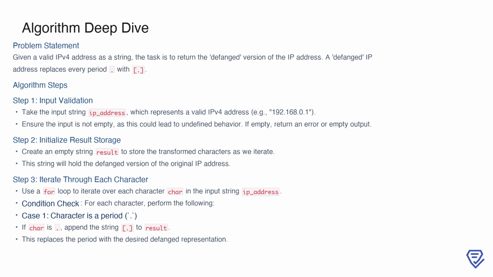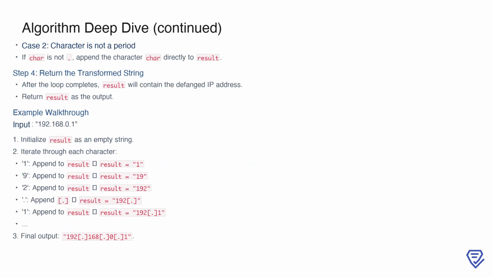Finally, we iterate through the input string character by character. For each character, we check whether it is a period. If it is, we append [.] to our result string. These steps lay the foundation for transforming the IP address into its defanged form. When iterating through the characters of the IP address, if the character is not a period, we simply append the character to the result string as it is. This ensures that all non-period characters remain unchanged in the output.